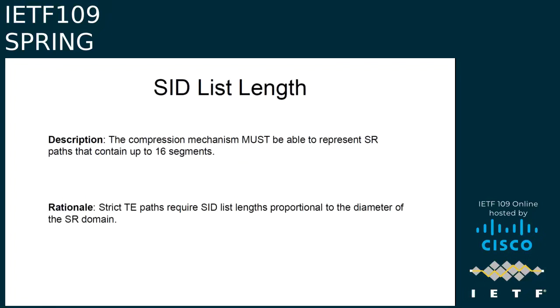Next page. For the SID list length, the compression mechanism must be able to represent SR paths that contain up to 16 segments. We had a lot of discussion on this requirement, and there was input from different operators. Then we think 16 segments is enough. Next page.